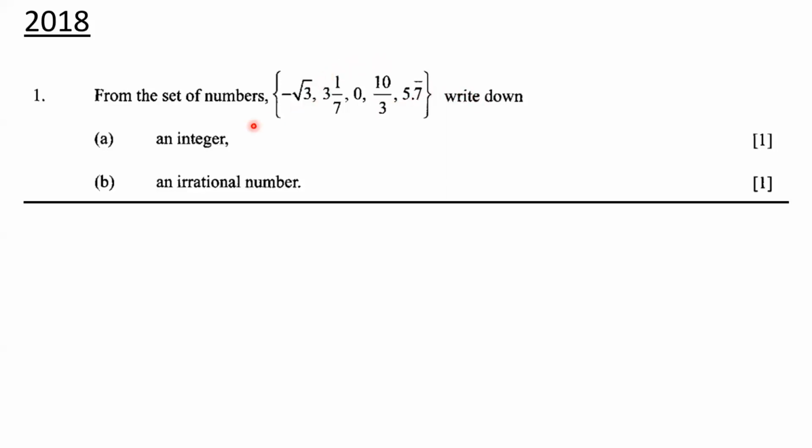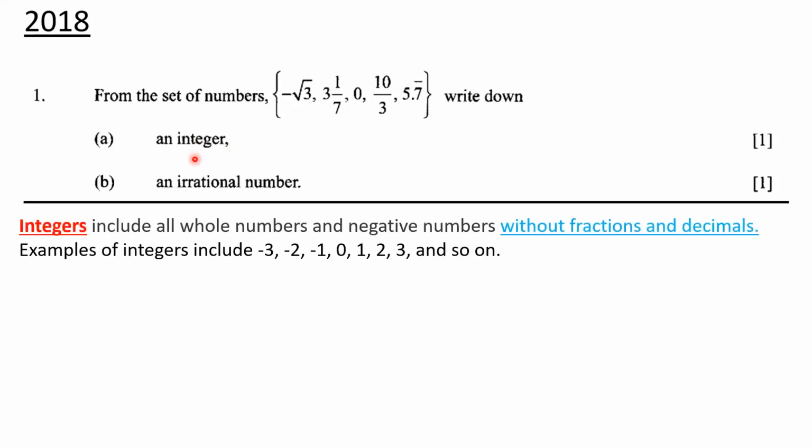It says write down an integer. So we have to look at these numbers. We have 1, 2, 3, 4, 5 of them, and from the set, they want us to identify an integer. First of all, what is an integer? Integers, by definition, include all whole numbers and negative numbers without fractions and decimals.